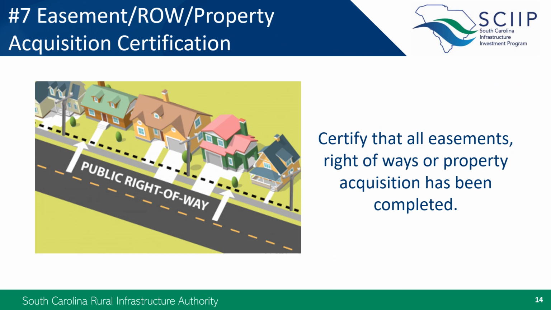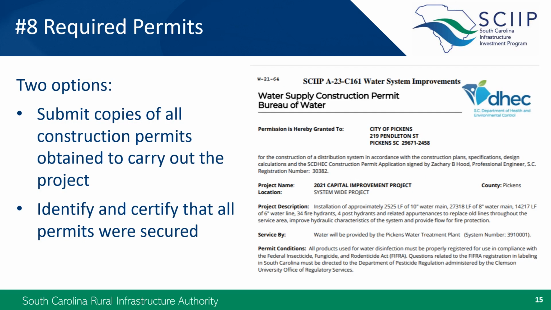Grantees must certify that any needed permanent easement, rights of ways, or property acquisition have been completed. This can be done by a letter from the Chief Executive Official. Either submit all of your construction permits with a package or provide a list of all permits required for the project and certify that they have been obtained.